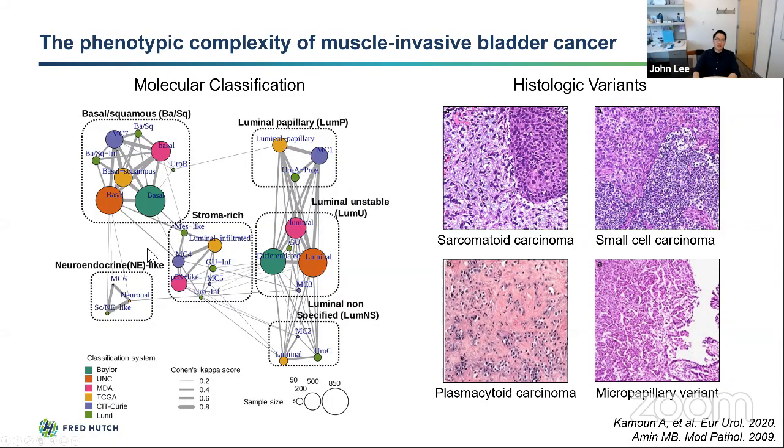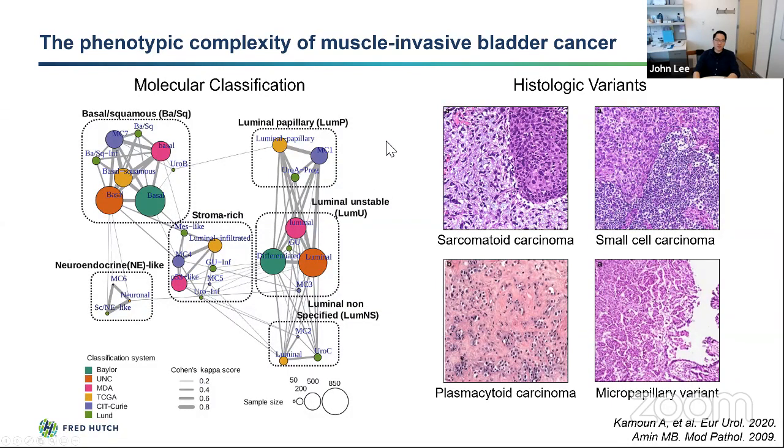There's been a push towards a molecular classification of bladder cancers, and a variety of groups have actually engaged in this endeavor. There was recently a consensus molecular classification that was published. And so you can see that there's a basal squamous group, a neuroendocrine-like group, a stroma-rich group, a luminal papillary group, luminal unstable, and luminal non-specified.